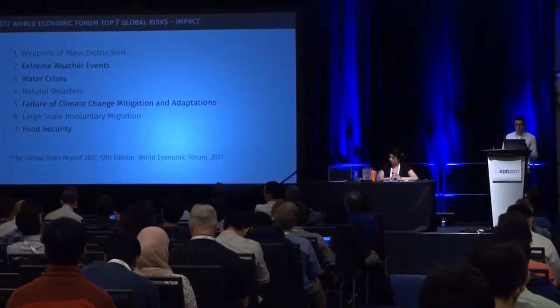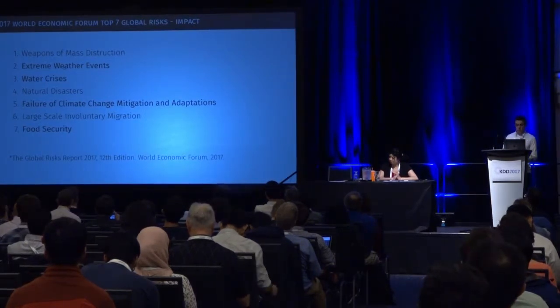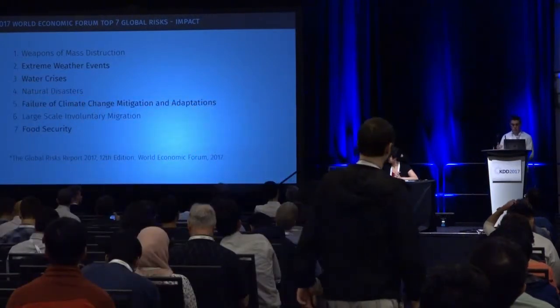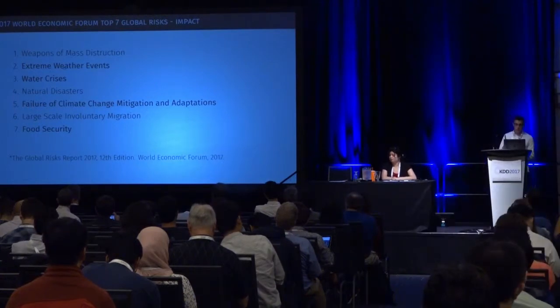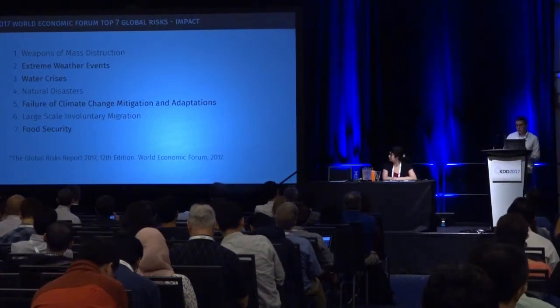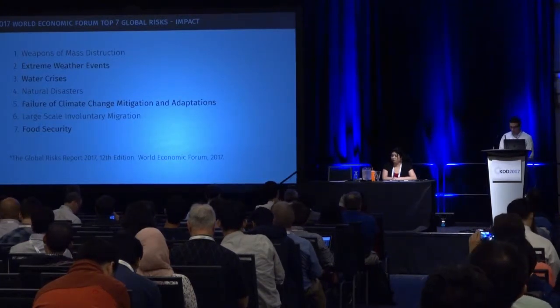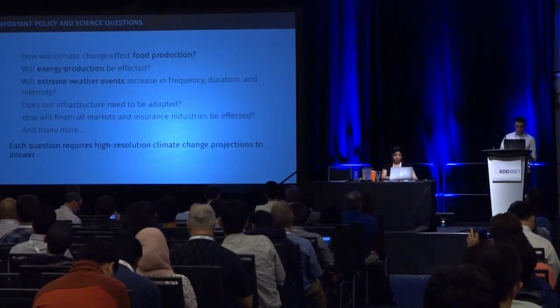So the World Economic Forum, of the top 7 global risks, 4 of them are directly related to some sort of climate change, right? So we got extreme weather events, water crises, failure to adapt and mitigation to climate change, and food security, right? So these all are crucial to basically everyone.